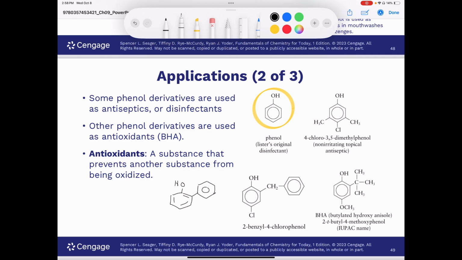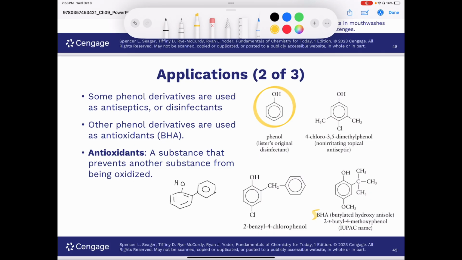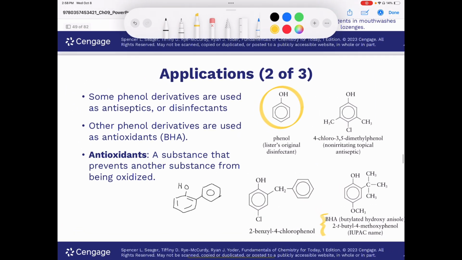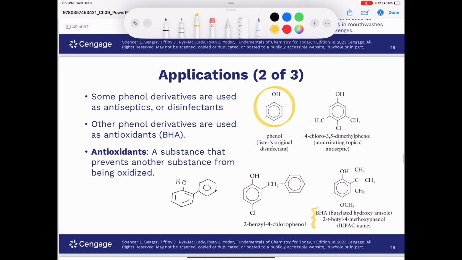Notice that the industrial nomenclature for the compounds, if you look at them in the textbook, doesn't follow the IUPAC rules. You can see the name here, okay? You can see that it doesn't exactly follow the IUPAC rules.